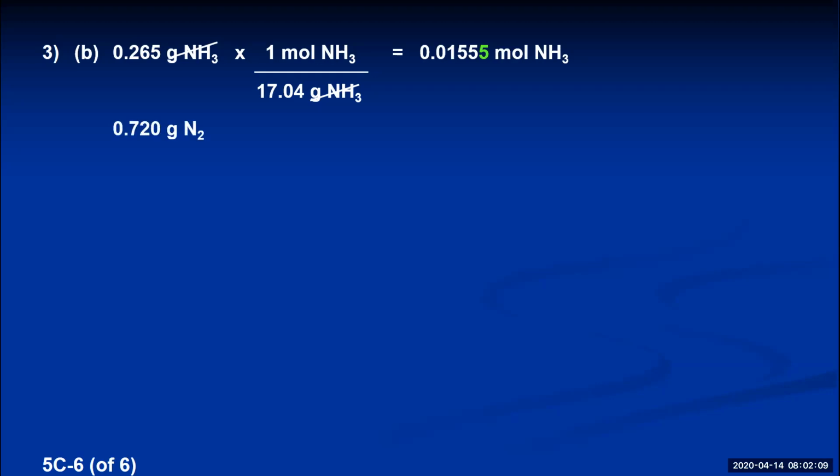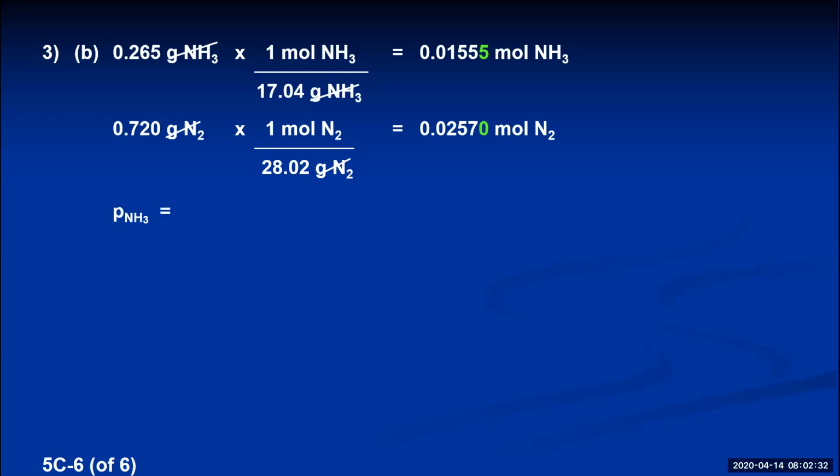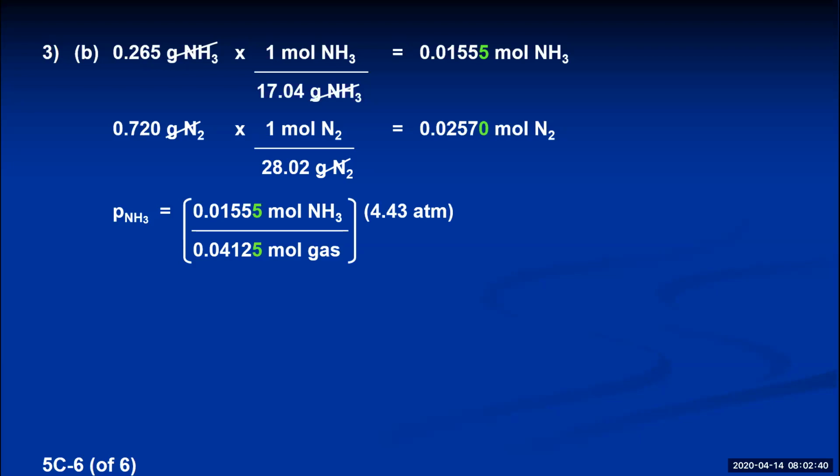We'll do the same thing for the diatomic nitrogen. Because 1 mole of diatomic nitrogen has 2 moles of nitrogen in it, its molar mass is 28.02 grams per mole. This comes out 0.0257 moles. So to calculate the partial pressure of each gas, we'll need to do their mole fractions and multiply them by the total pressure of the gas mixture. So for the partial pressure of ammonia, the mole fraction is 0.01555 moles of ammonia divided by the total, and then that gets multiplied by the total pressure of 4.43 atmospheres. And this comes out 1.67 atmospheres of ammonia.